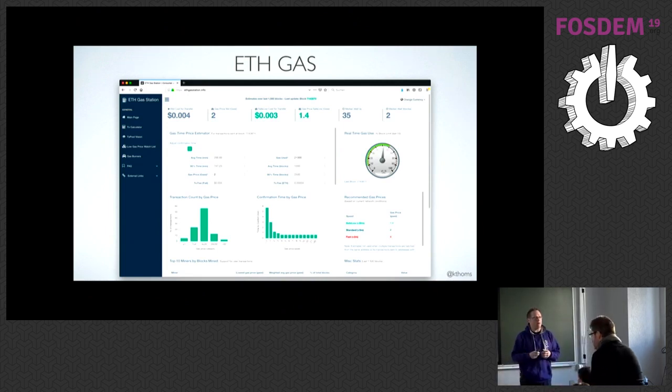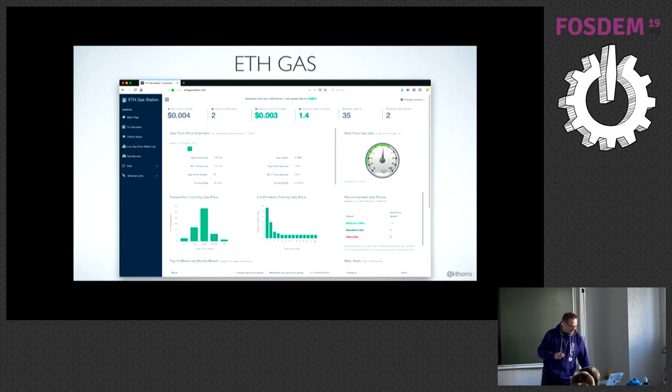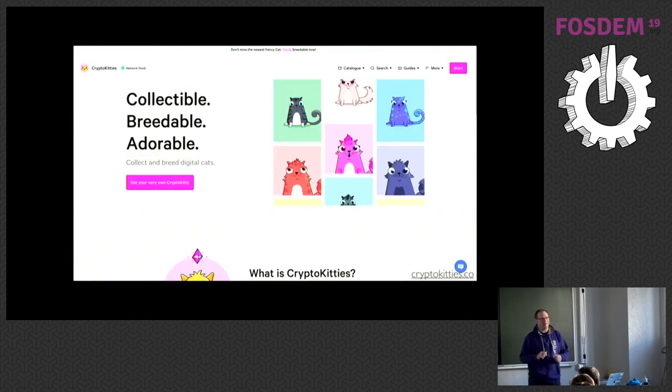So when many people are running transactions at the same time and try to get their transaction into one block, the gas price increases. And this leads to some strange effects. One of the most popular applications on the Ethereum blockchain is selling and buying kittens. And when many people do this, these kittens get horribly expensive. I don't know who does this, but this was one of the use cases that increased the Ethereum gas price.